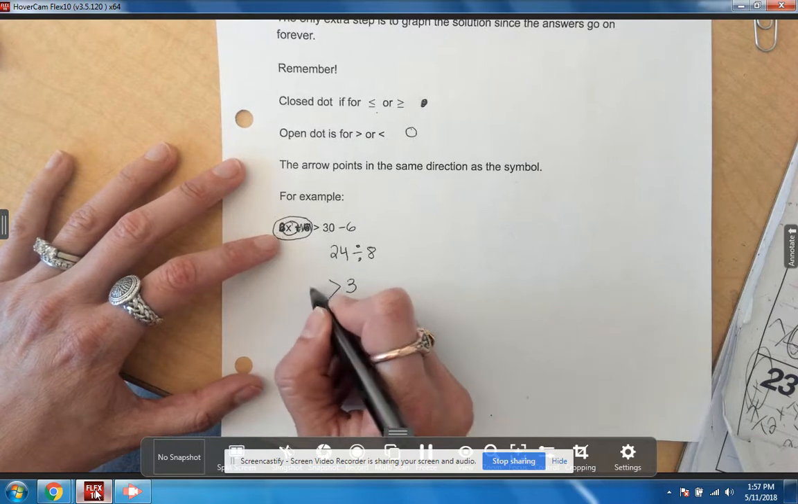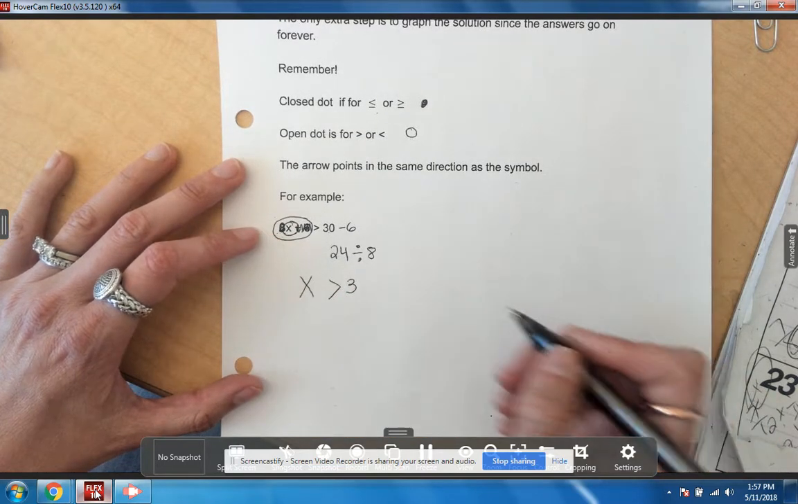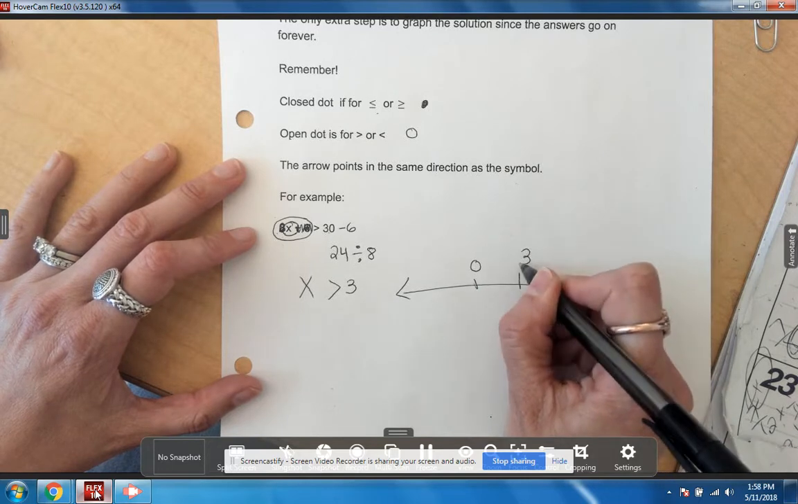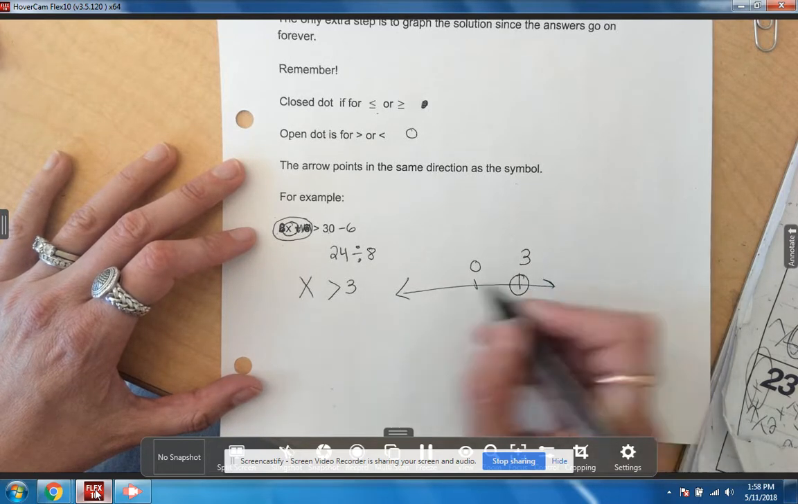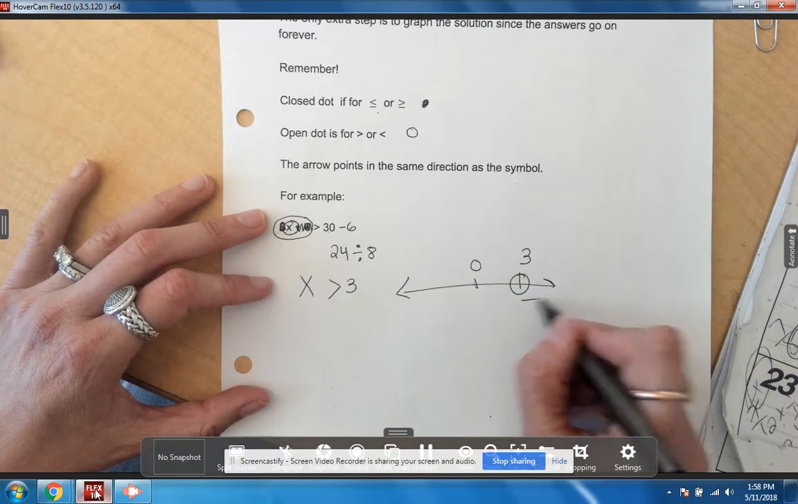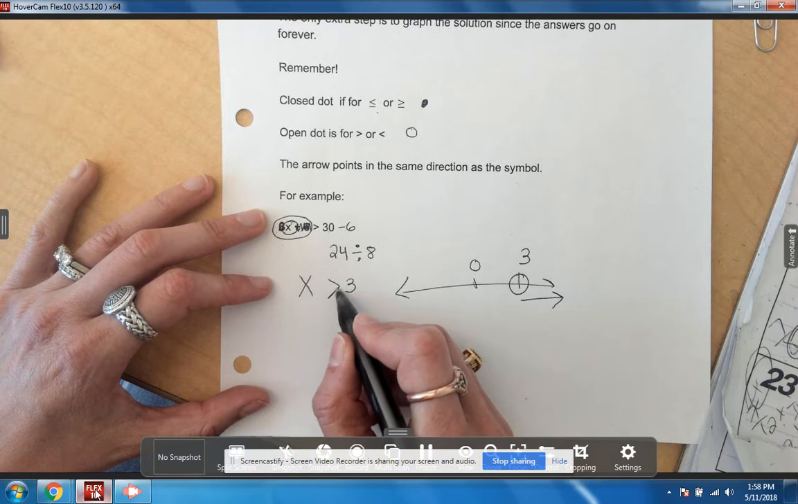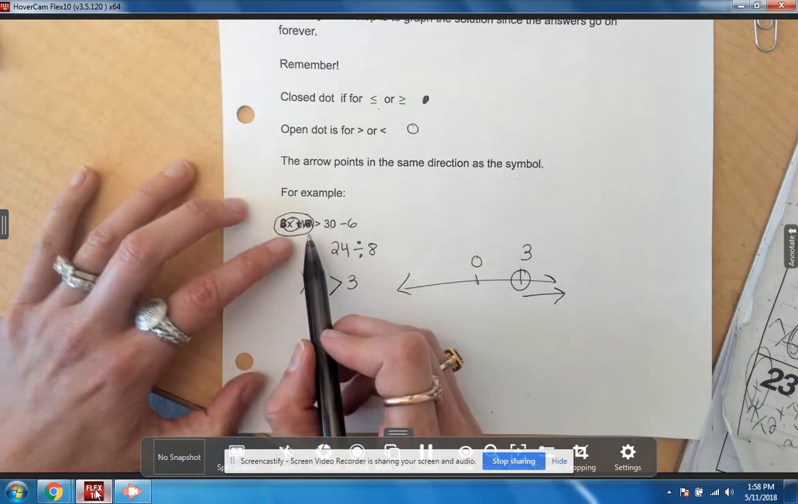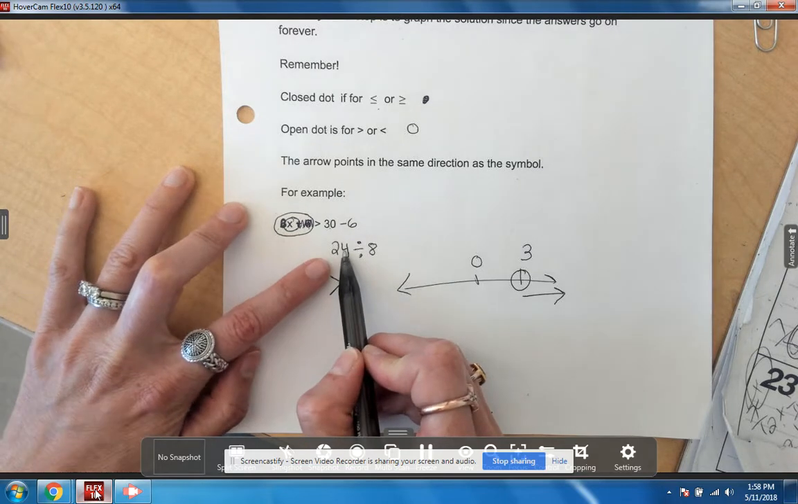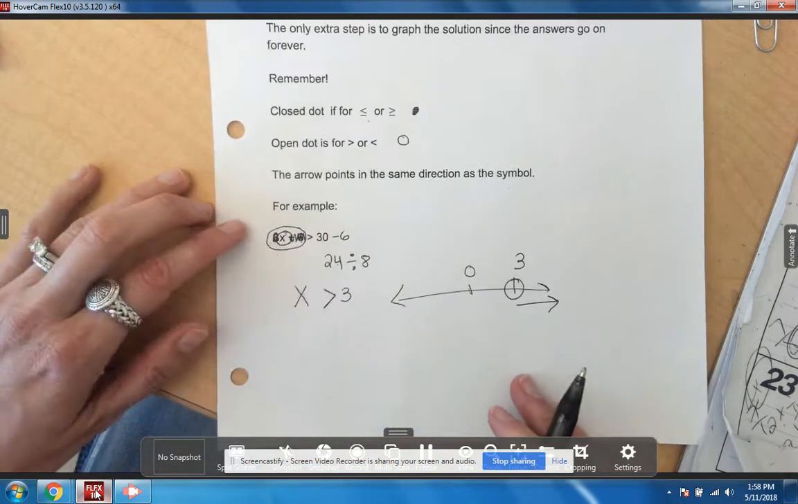Bring down the symbol, bring down the variable. So x is greater than 3. So I have my 0, I have my 3, I have an open dot because it doesn't have part of an equal sign. Arrow points to the right because the symbol is pointing to the right. So you do the inverse or the opposite of adding or subtracting first, get that answer, and then do the opposite of multiplying or dividing.